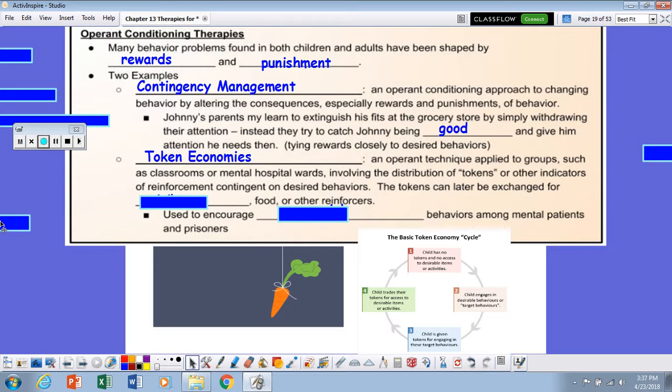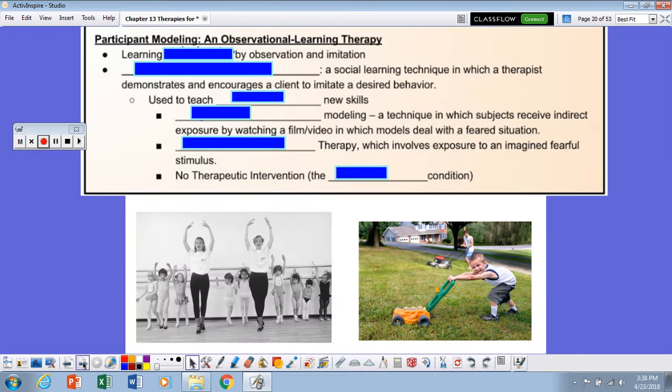Sometimes token economies, which is also an operant technique, can be applied to groups, such as a classroom or a mental hospital ward, involving the distribution of tokens or other indicators of reinforcement contingent on the desired behavior. The tokens can later be exchanged for things like privileges, food, or other reinforcers. This is used to encourage pro-social behaviors among mental patients, prisoners, or even elementary students.